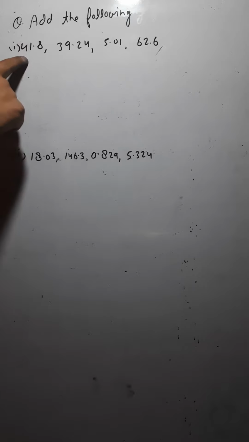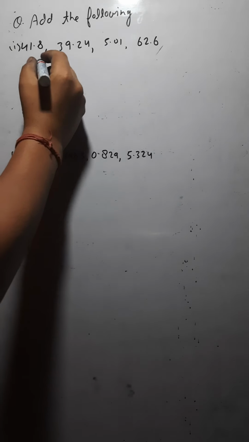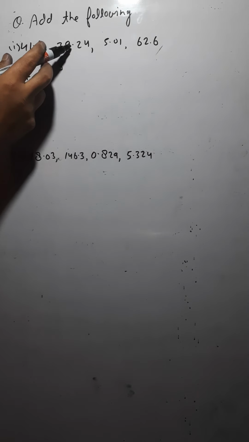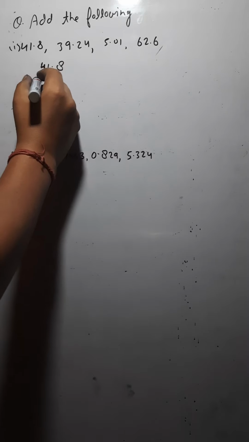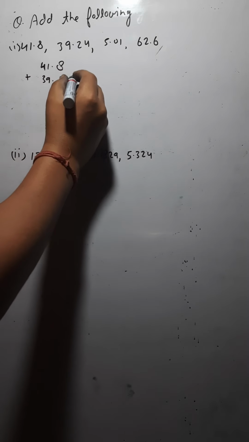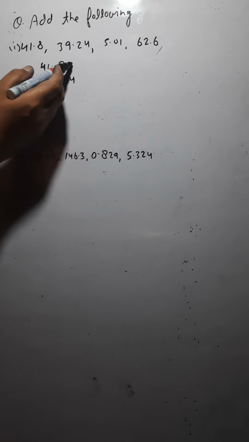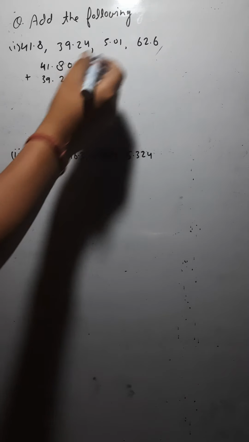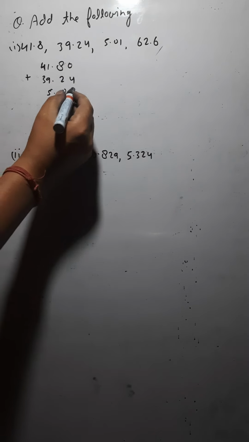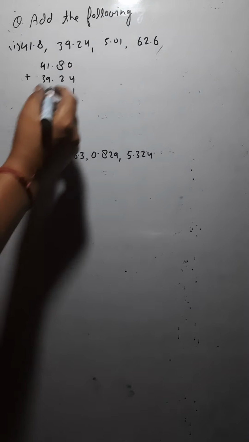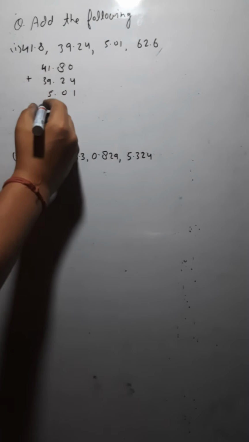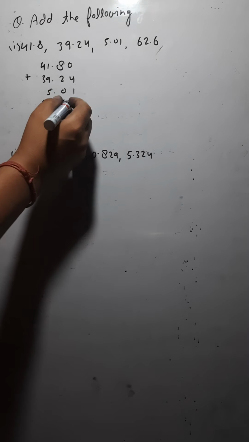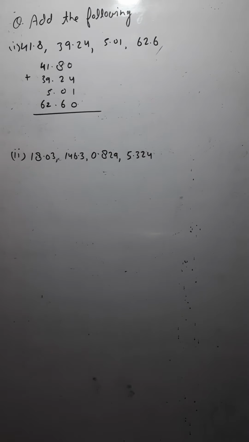How do you add? The first one is 41.8. So write it like this. 41.8 plus 39.24. 39.24. So in place of the missing digit here you would write 0. Then here you have 5.01. So at ones place it is 5, then 0, 1, then it is 62.6. So ones place is 2 and tens place is 6. 62.6. Then what would you write after that? One more 0.